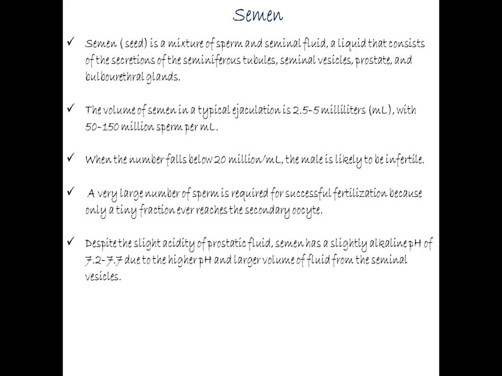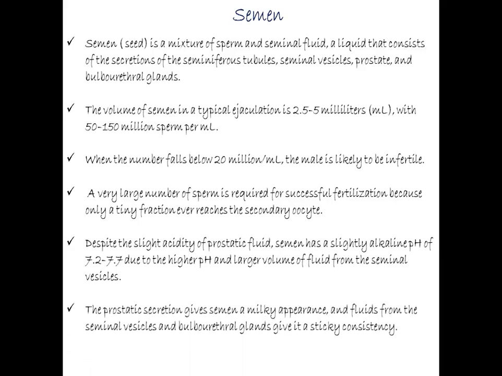Despite the slight acidity of prostatic fluid, semen has a slightly alkaline pH of 7.2 to 7.7 due to the higher pH and large volume of fluid from the seminal vesicles. The prostatic secretion gives semen a milky appearance, and fluid from the seminal vesicles and the bulbourethral gland gives it a sticky consistency.